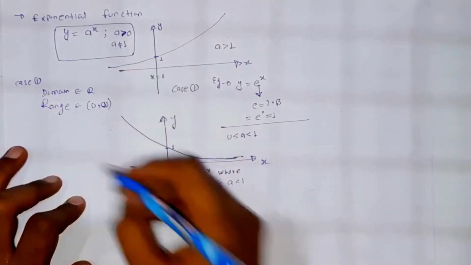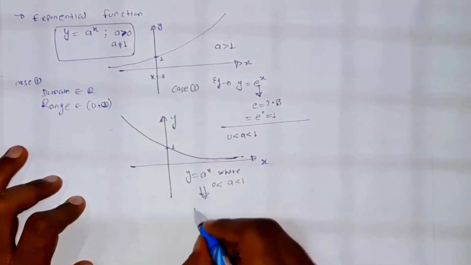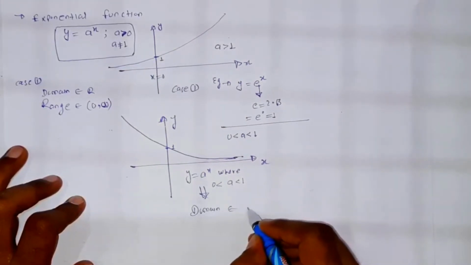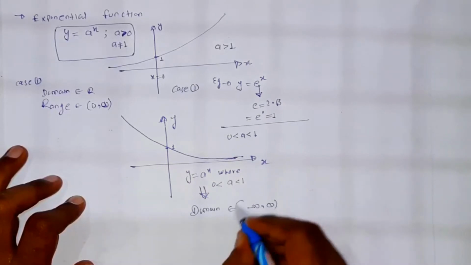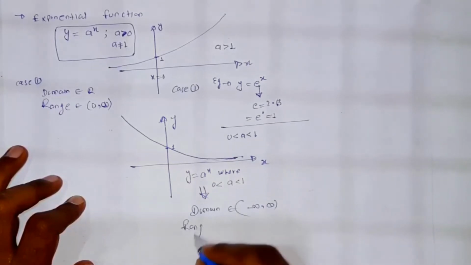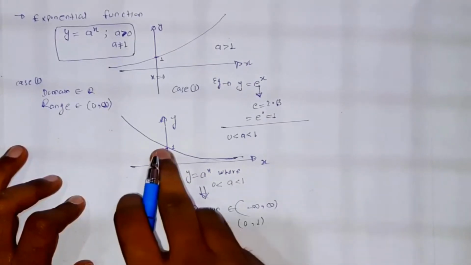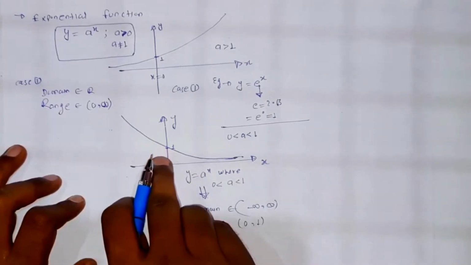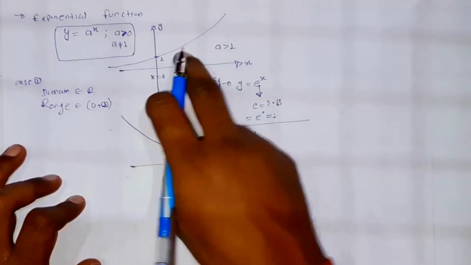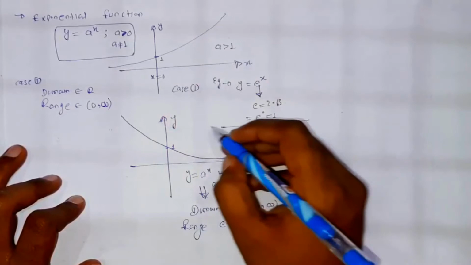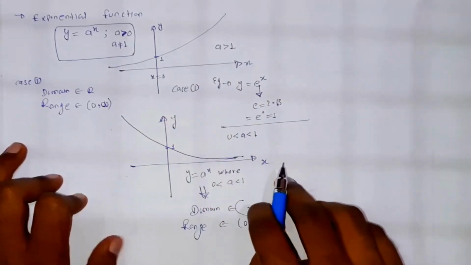For case 2, the domain will be minus infinity to plus infinity, that is real, and the range will be 0 to infinity. But here we can say this is a decreasing function and this is an increasing function. The example of this graph is y equals e to the power x. I hope it is clear to all of you.